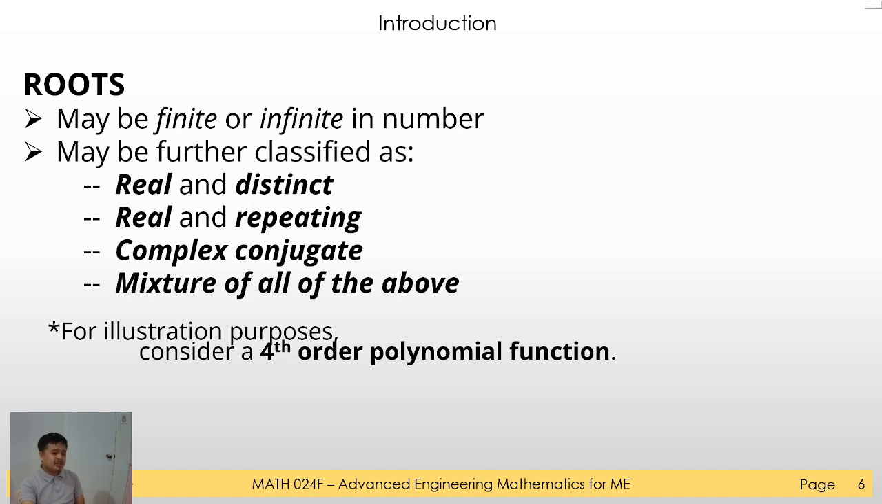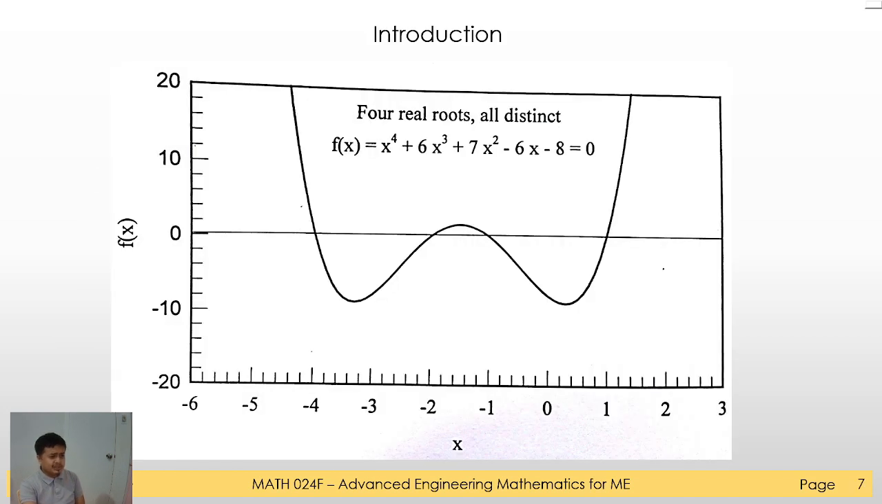So let's say we consider some fourth order polynomial function. Let's say an arbitrary polynomial function, which is x raised to the fourth power plus 6x cubed plus 7x squared minus 6x minus 8 is equal to 0. If we graph this function, the representation will be this line. So we have three extrema. How many roots do we have? A polynomial should have four roots, right? It could be a combination of real distinct, real and repeating, or complex conjugates.